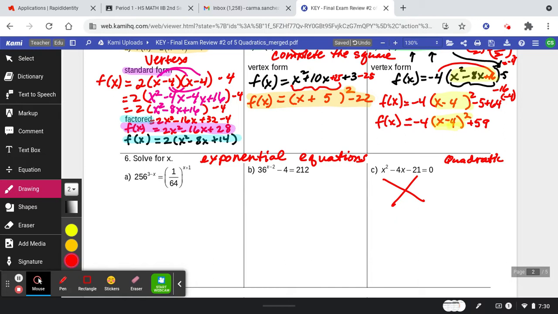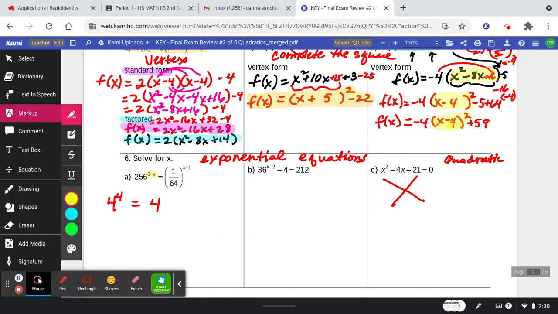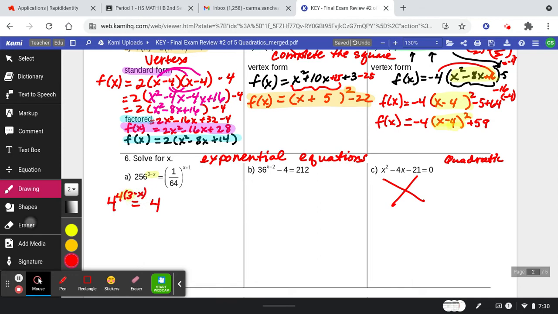So 256 and 64 could both be rewritten with a big base of 4, meaning 4 to the power of something is 256, and 4 to the power of something could be 64. So 4 to the 4th makes 256, and then do you see this little 3 minus x that's already there? So I need to remember to put the 3 minus x in again. Let's stretch this out a little bit. Hang on.